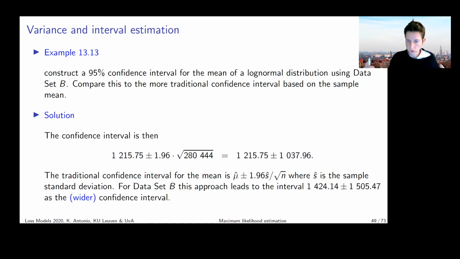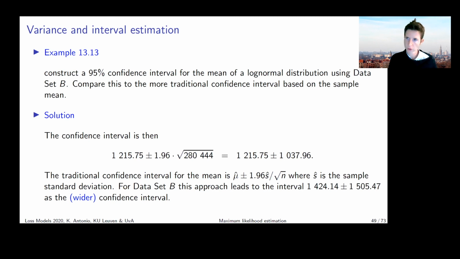So here you would just ignore the fact that you make this distributional assumption, the fact that you assume that your losses are log normally distributed. In the second interval here at the bottom, you would ignore that and just say, okay, I need to estimate the mean, so I'm going to work with the sample mean and the sample standard deviation. That would give you, in this case, a wider confidence interval because it's based on fewer assumptions. So that's an alternative approach.